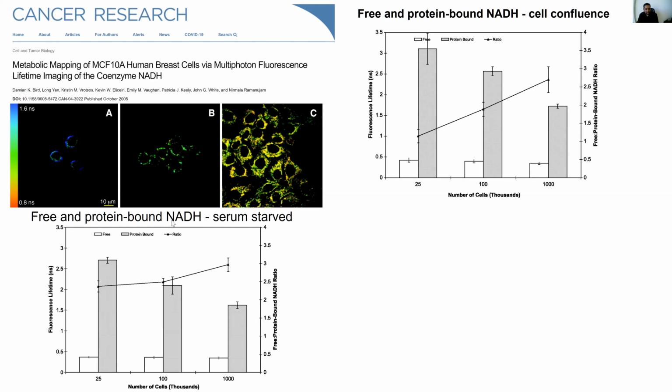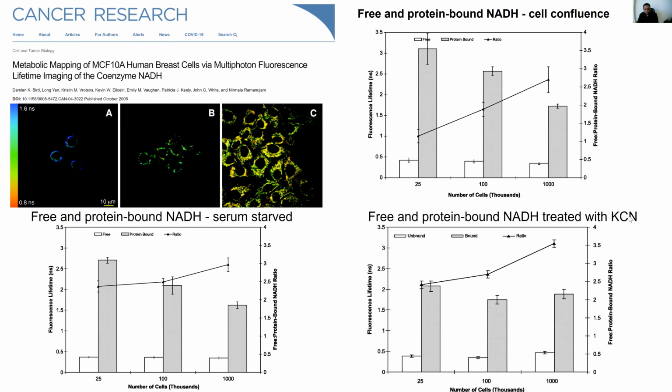Now, if you go to the same system, but you starve the cells of glucose, so you're decreasing the metabolic factor, you don't see as much of a change. And if you do it with potassium cyanide, which would move it to anaerobic metabolism, you see this system basically behaving similar to serum starvation. So this gave us the idea that, okay, maybe looking at lifetime would help us understand metabolic changes.